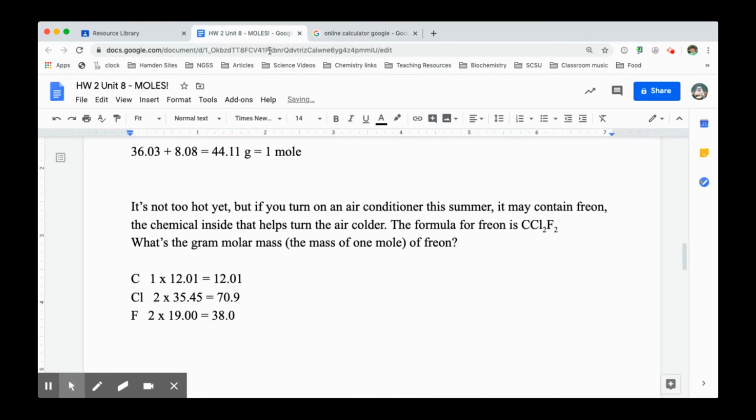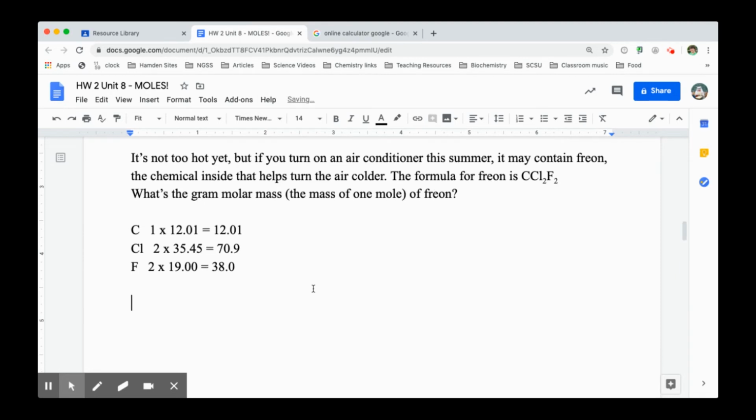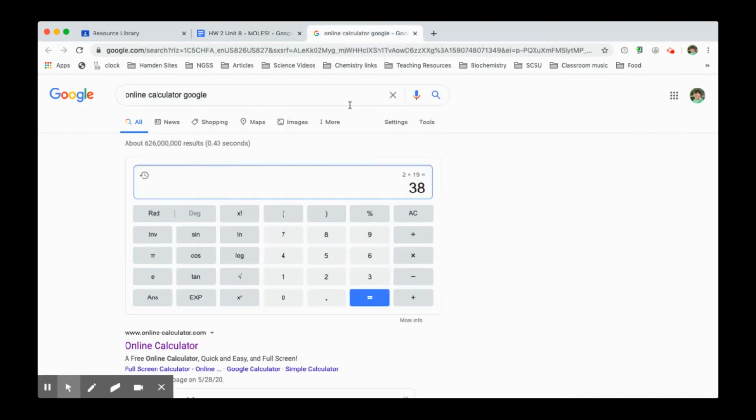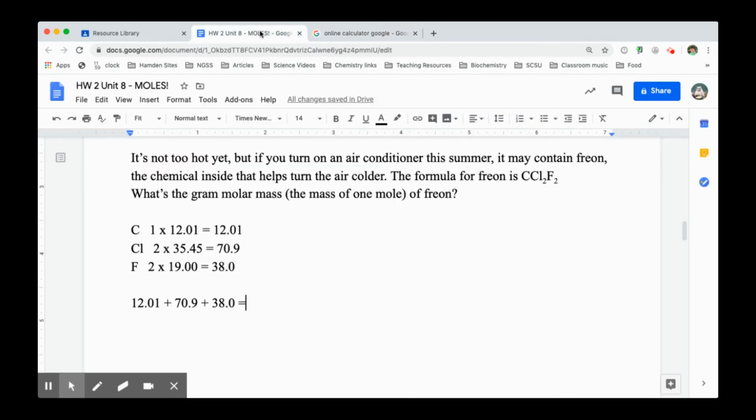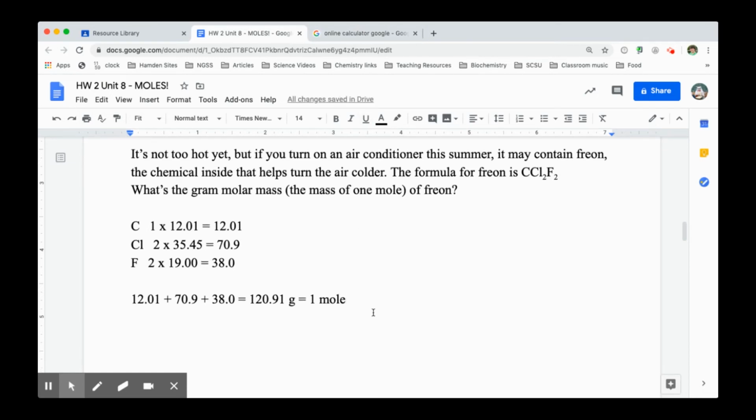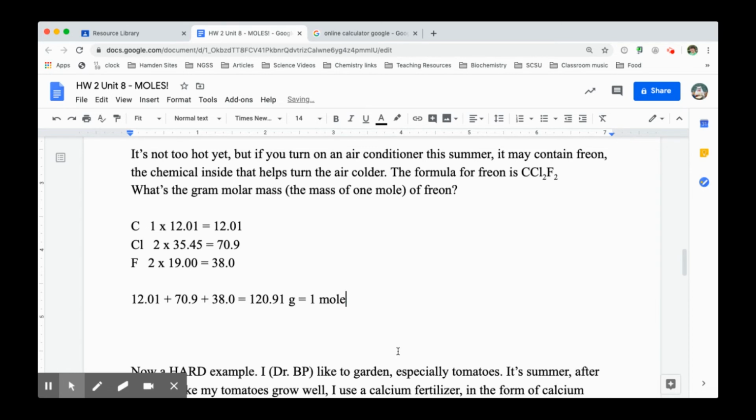38.0. Okay. The last step is to add them all up, right? 12.01 plus 70.9 plus 38.0 equals 120.91. 120.91 grams equals 1 mole. Yay! Okay, ready for the third level of difficulty?